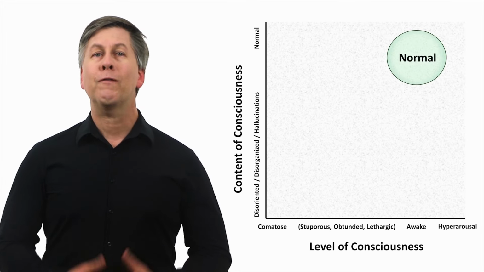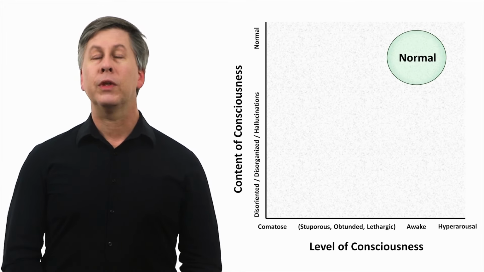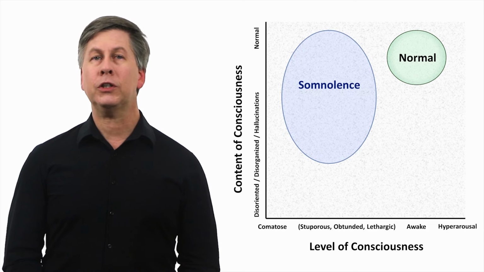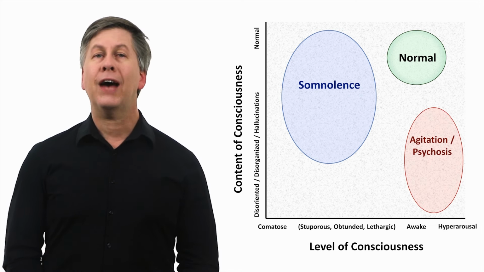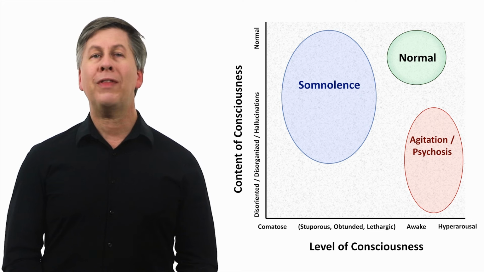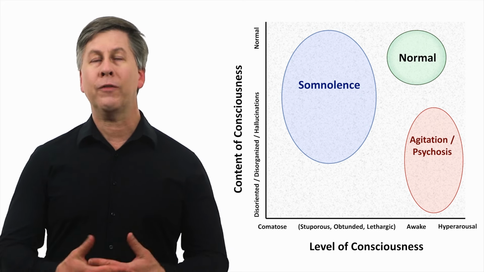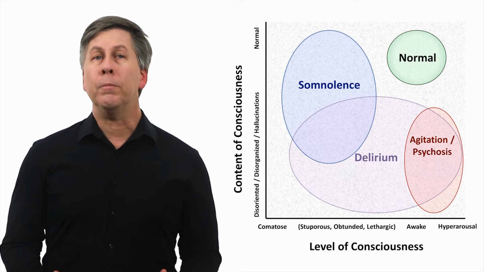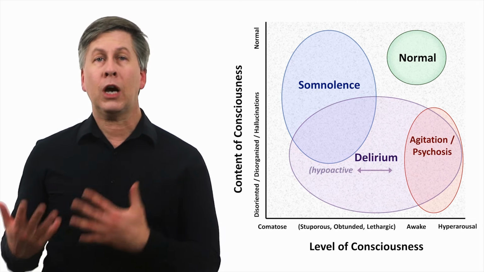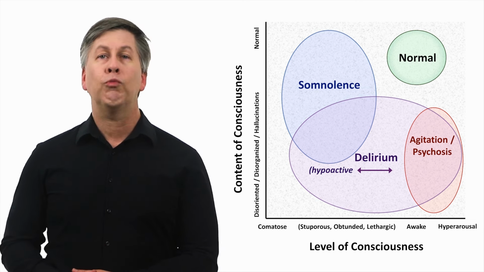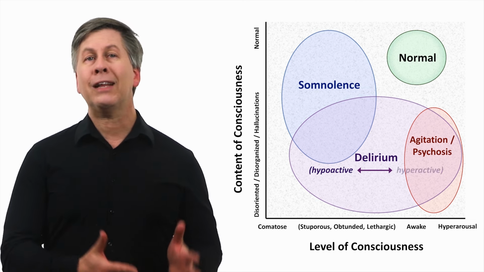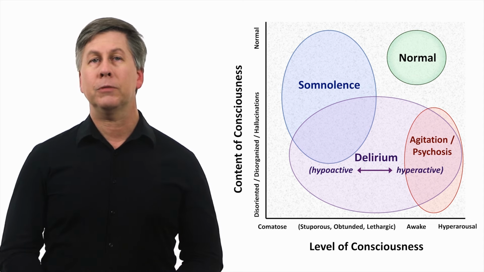One can graph these three syndromes by looking at the level of consciousness versus the content of consciousness. Somnolence has decreased level of consciousness with a content of consciousness that can be either normal or modestly impaired. Agitation and psychosis have impaired content of consciousness, but with a normal or even higher than normal level of consciousness. With delirium, hypoactive delirium can look similar to somnolence, particularly if the patient is only examined at a single point in time, while as mentioned, hyperactive delirium can look similar to agitation and psychosis.